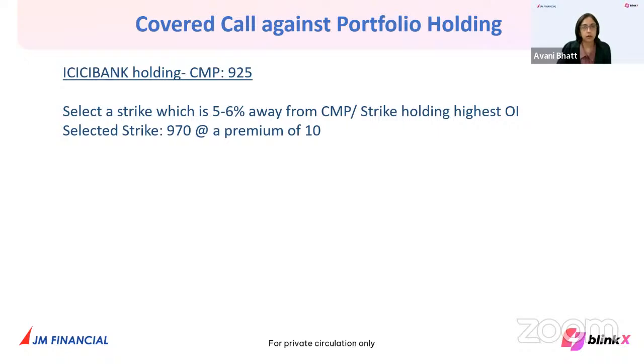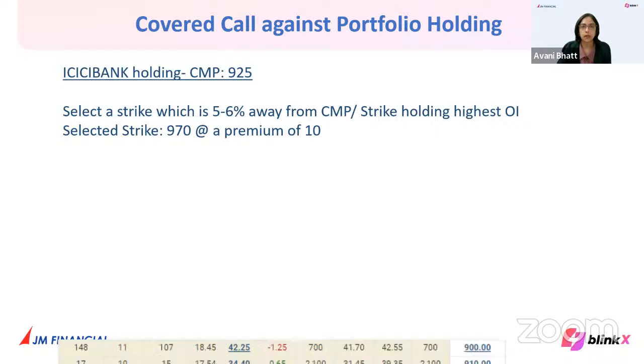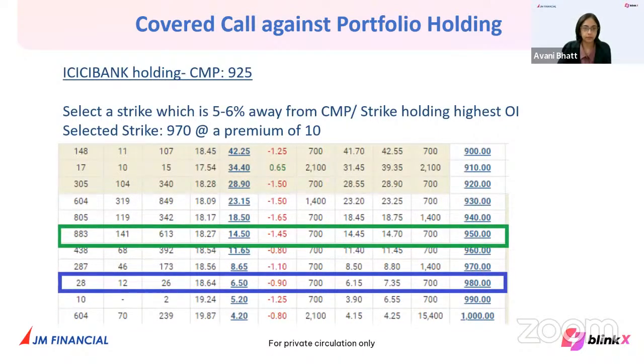And how do you select a strike to be sold? So for that, in case of ICICI Bank, I am taking a strike which is 5 to 6% away. I'll tell you the reason also behind that. So say for example, 5 to 6% away strike we have selected from the current market price.